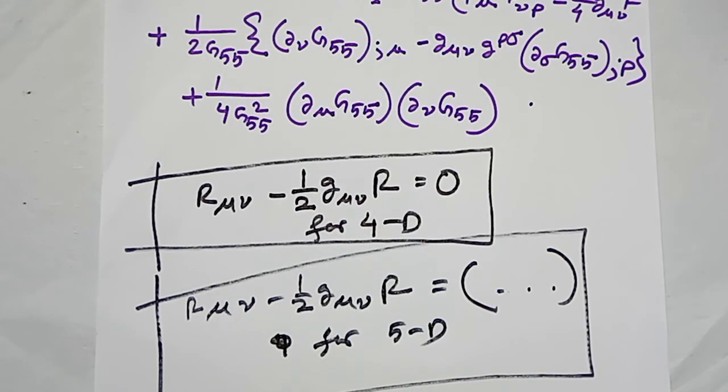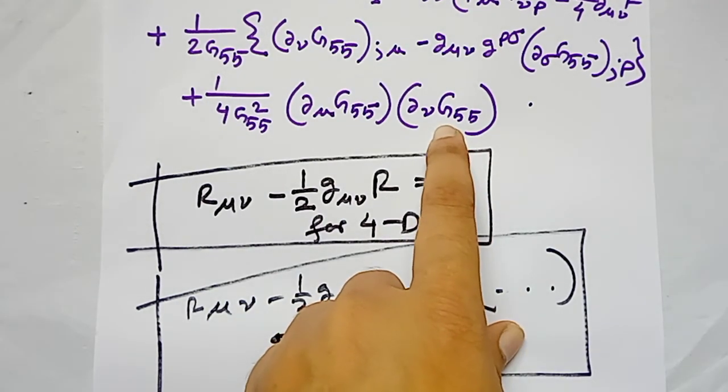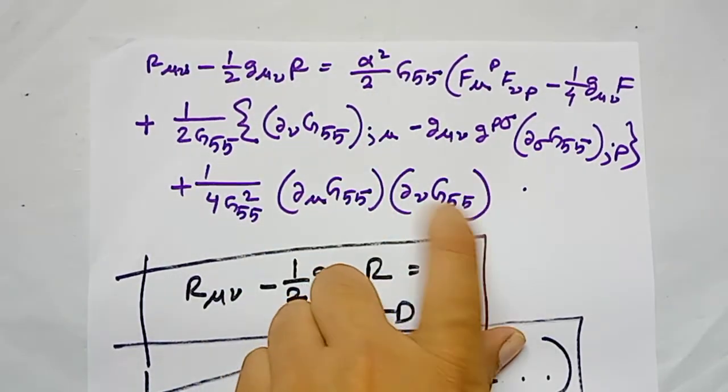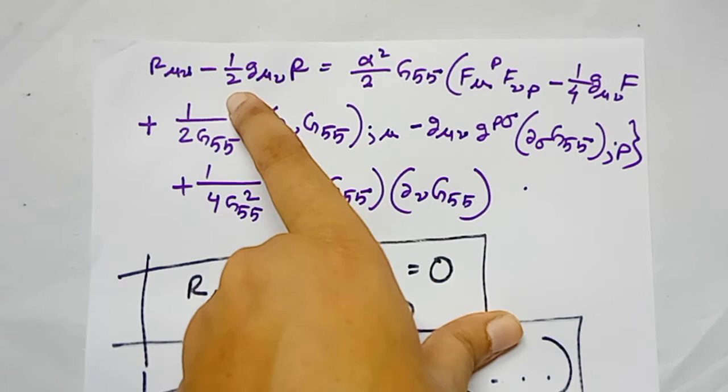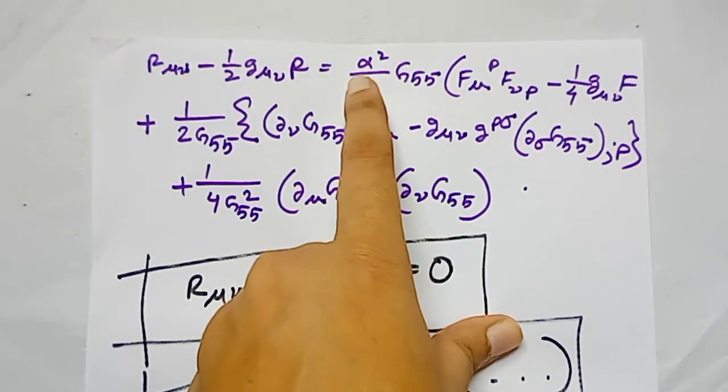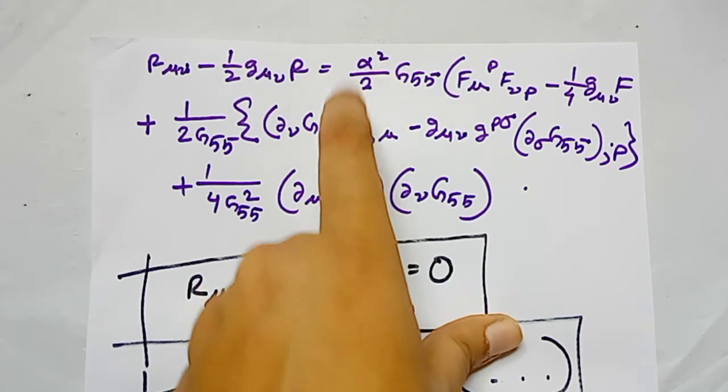So for 5 dimension, this is the 4th dimension energy momentum tensor relation. This is the term of the 4th dimension. This is the 4th dimension curvature. This is the 4th dimensional energy momentum tensor. This is the T mu nu minus K T mu nu.